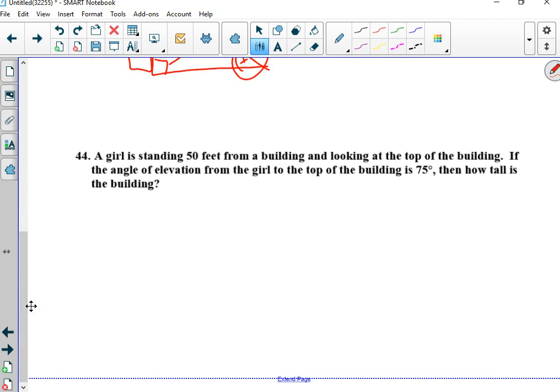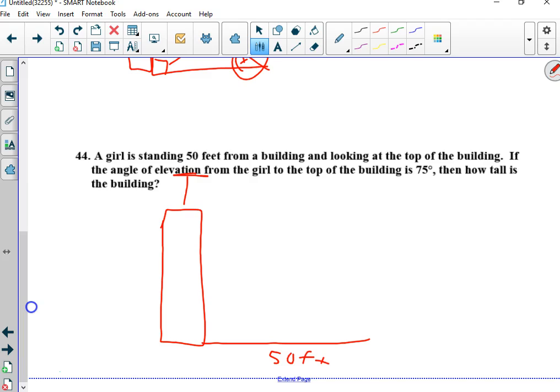A girl standing next to a building. That's an antenna. The girl is standing 50 feet from the building. Okay? There's a 75-degree angle to look at the top of the building. How tall is the building?